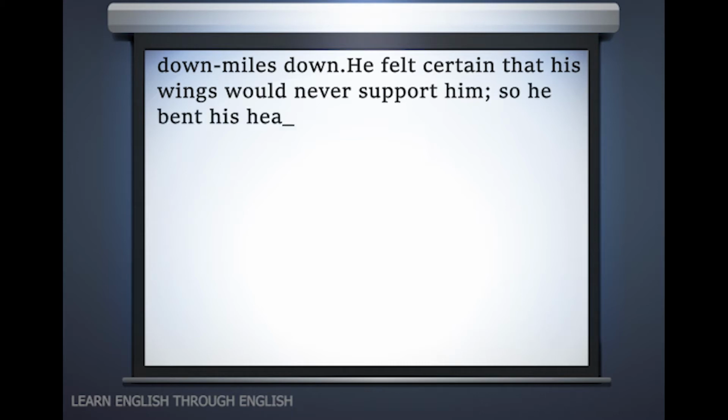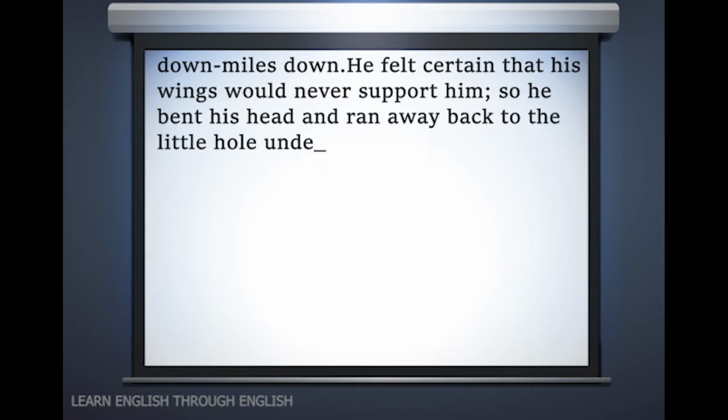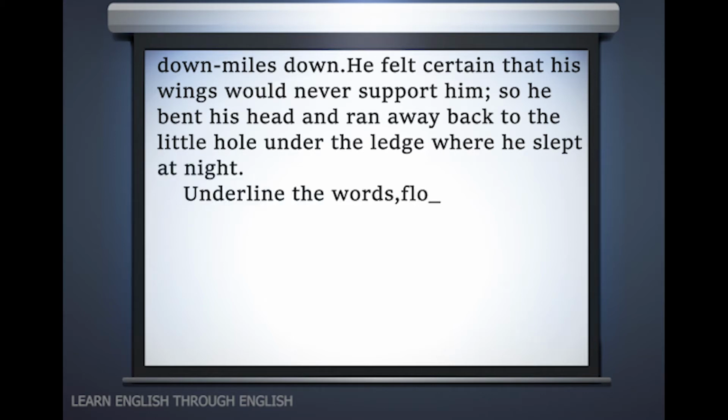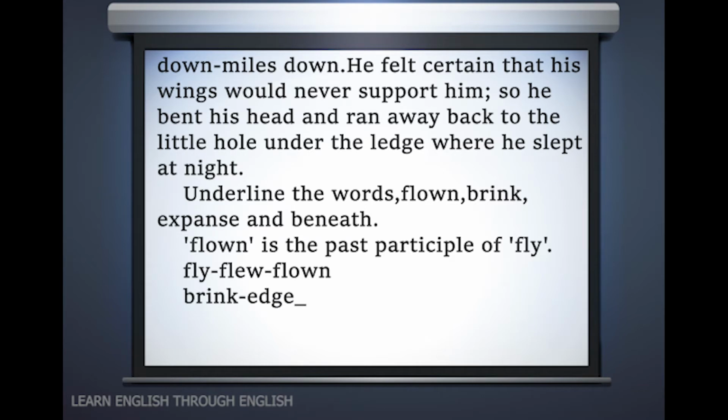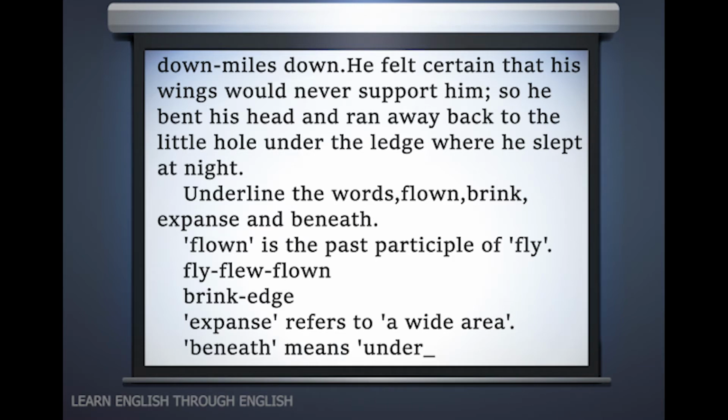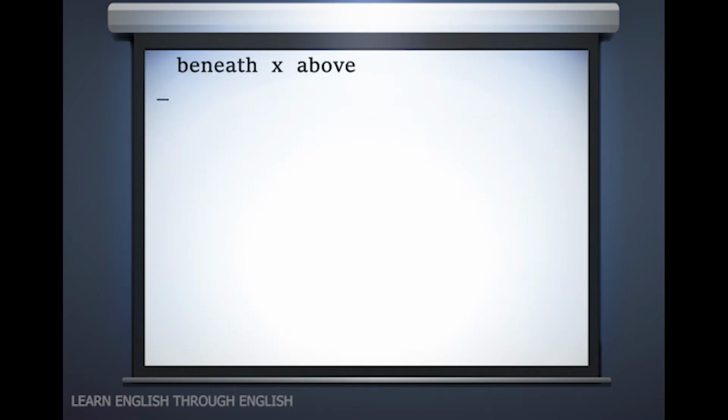So he bent his head and ran away back to the little hole under the ledge where he slept at night. Underline the words flown, brink, expanse, and beneath. Flown is the past participle of fly. Fly, flew, flown. Brink means edge. Expanse refers to a wide area. Beneath means under. Beneath is the opposite of above.